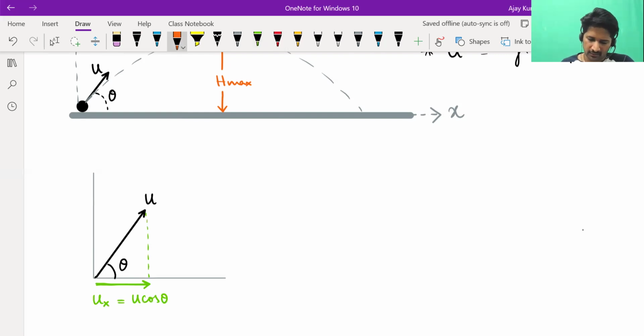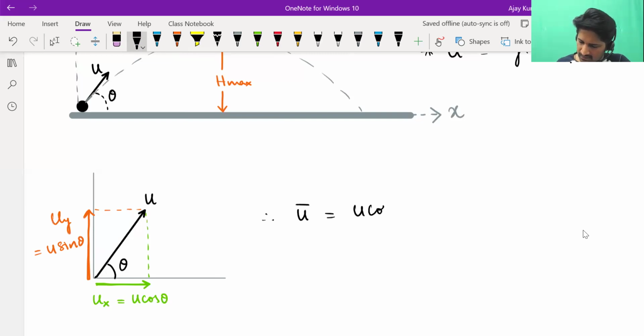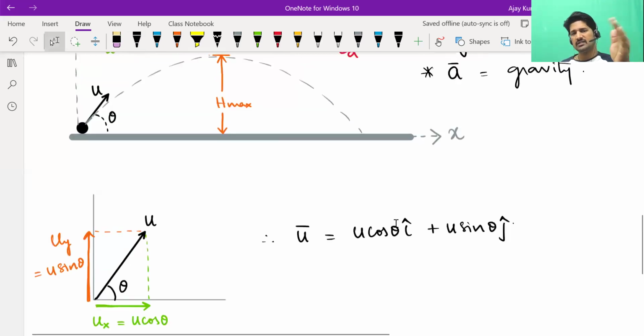Fine. Vanilla, tell me how much is the initial velocity's y component? U cos 90 minus theta, sir. Right. And cos 90 minus theta is equal to? Sin theta. Sin theta, correct. So initial velocity's y component becomes u sin theta. Okay, you can call them ux and uy. Therefore, the initial velocity as a vector can be written as u cos theta i cap plus u sin theta j cap.